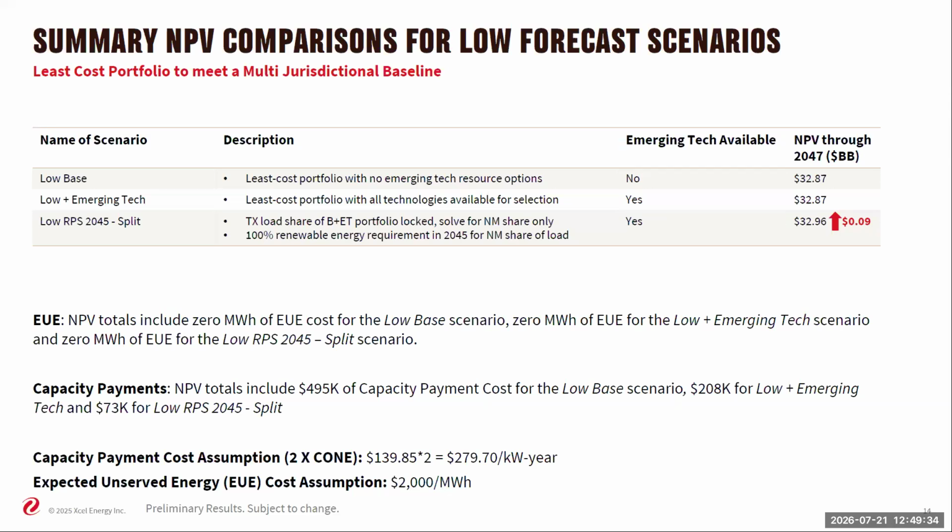Is the NPV the same because you're not getting a different expansion plan when you allow emerging tech to be available for selection? I think there's a slight difference, but it's very, very small. I think it might just be within the MIP tolerances. I don't remember, let me see. Between our low and our low emerging tech scenarios, we didn't see any emerging techs popping in, but there might be some differences just between different runs.